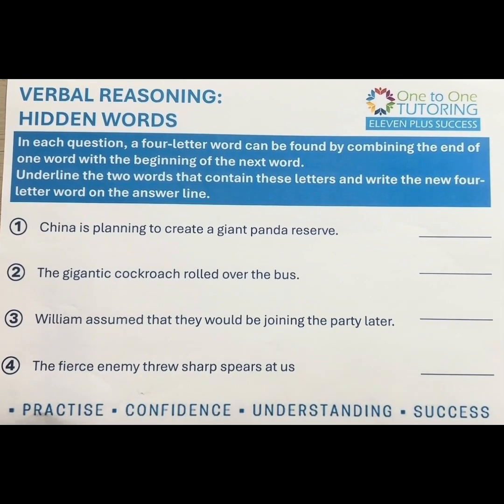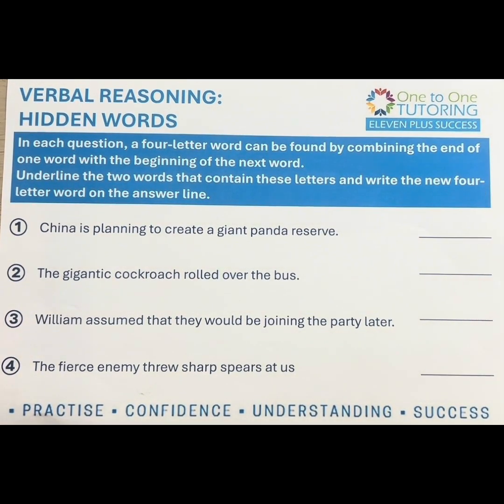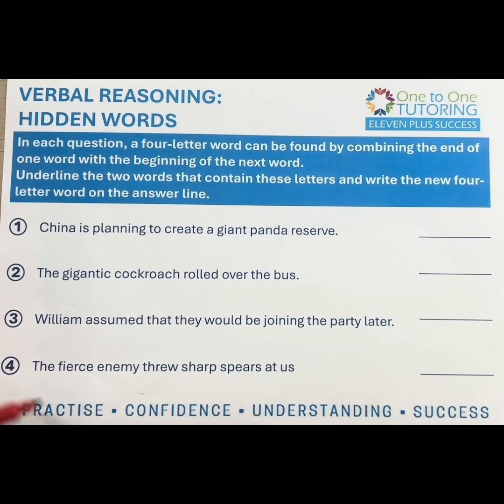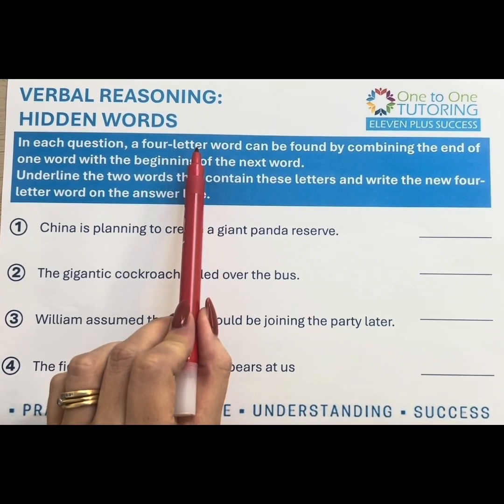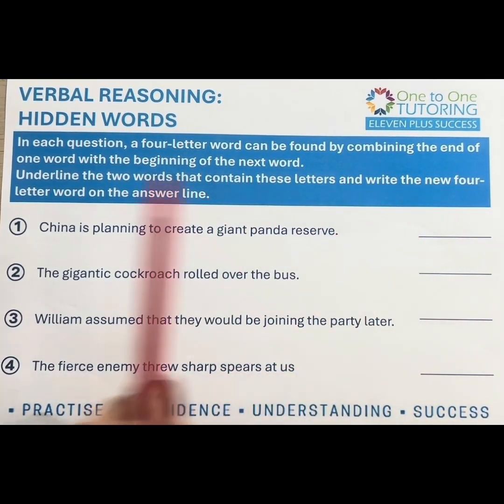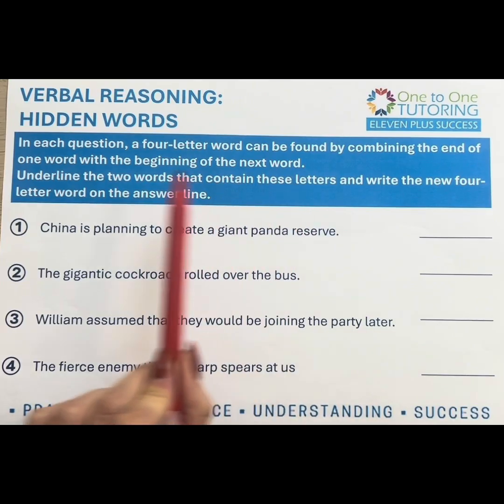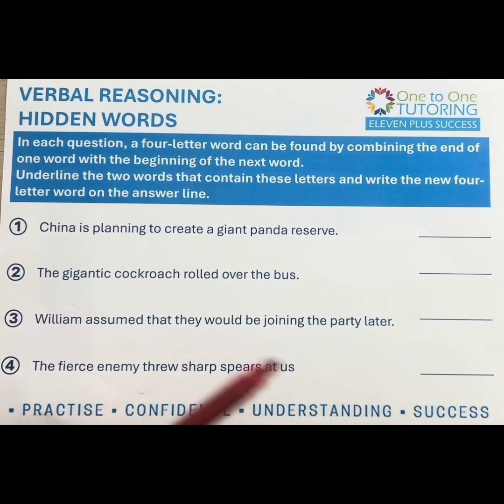Another type of verbal reasoning that we come across frequently is where we've got a sentence with a hidden word in it. Now, it will tell you if you're looking for a 3-letter word or a 4-letter word. Here, I'm looking for a 4-letter word that can be found by combining the end of one word with the beginning of the next word.